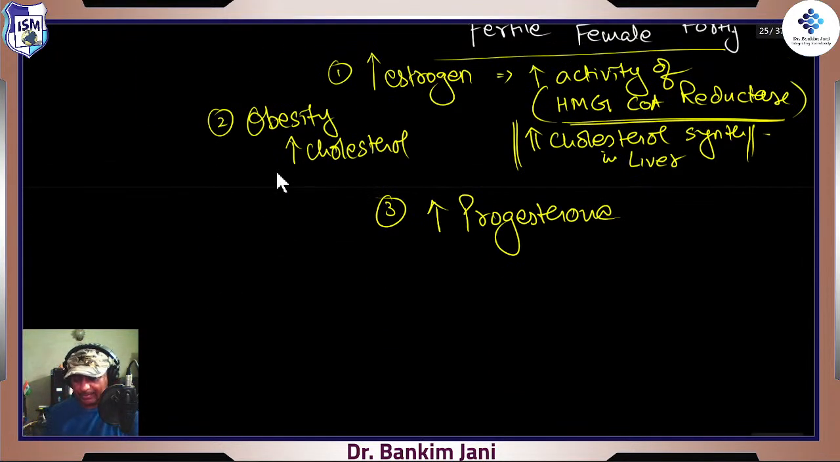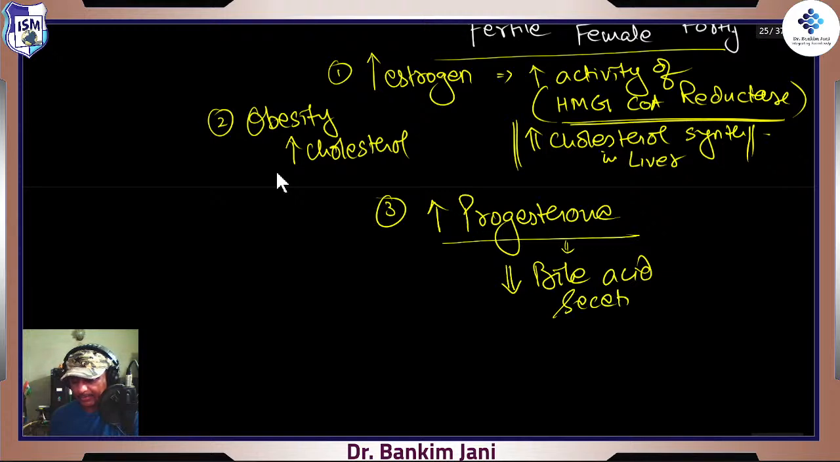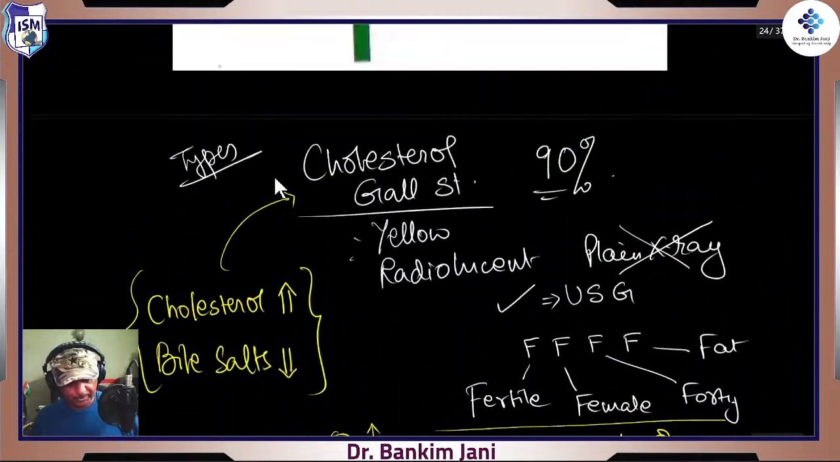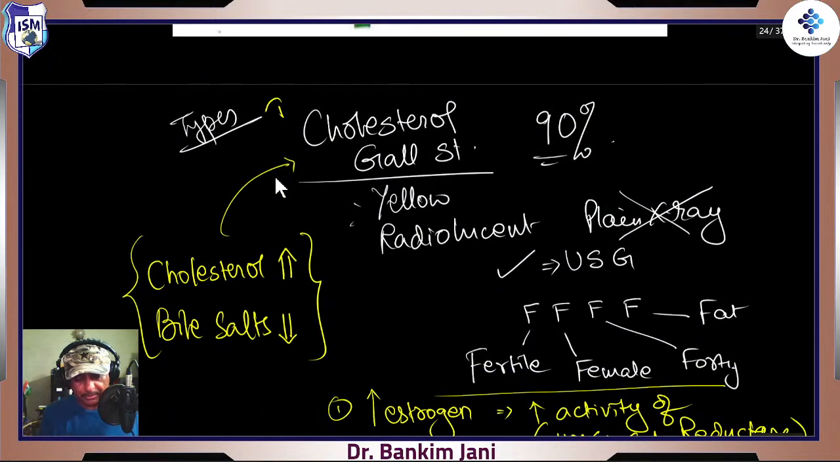So over here, this increased progesterone will actually lead to decreased bile acid secretion. So bile salts are decreased. All of them together go towards formation of gallstones. That's why this is the 4F, a very high yield thing, and you must remember it. So this is the first type, the cholesterol. There are other types also, but at least two types you must know.